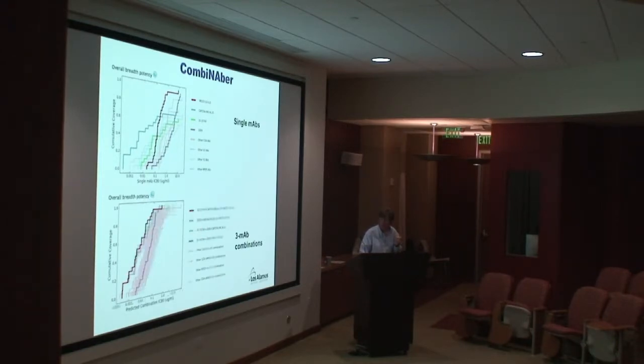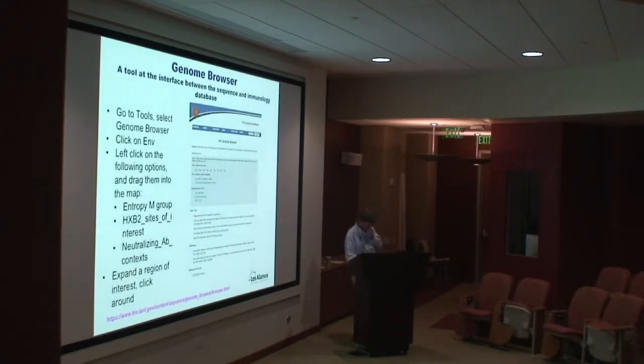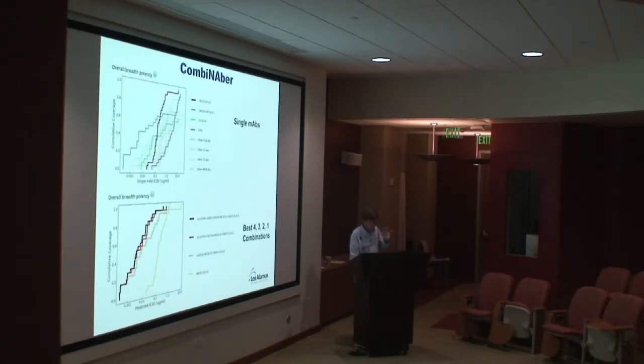Adding these four together is actually not that much better than the three. So there's an artifact there with the scale. But the best single antibody, best double, and the best 3 and 4 are pretty close. So that tells you where you should go in terms of designing these studies. So that's common. Any questions on that?